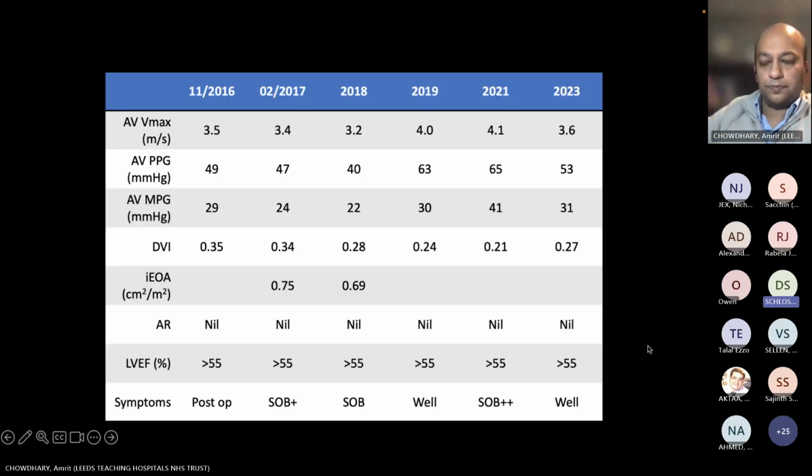Because other people might have intervened in 2019 saying, well, listen, that valve needs to come out. But it wasn't straightforward with her. If you look at the Doppler parameters, they're very similar to a baseline echo. So it is an interesting case. Some people might argue, well, you were brave to do that, and you could have gone wrong.